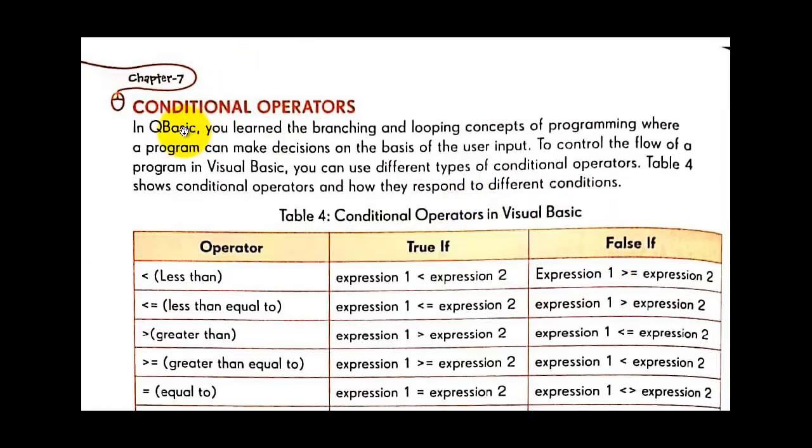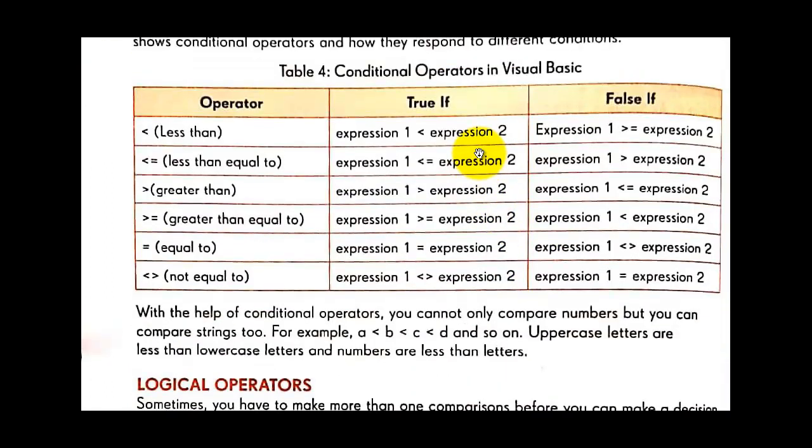Now let's see here. In QBasic, you learned the branching and looping concepts of programming, where a program can make decisions on the basis of the user input. To control the flow of a program in Visual Basic, you can use different types of conditional operators. Table number 4 shows conditional operators and how they respond to different conditions. Now the conditional operators are shown here, and according to these conditional operators, the different responses are also given here in table number 4. These are the conditional operators in Visual Basic. Now let's see here. Less than.